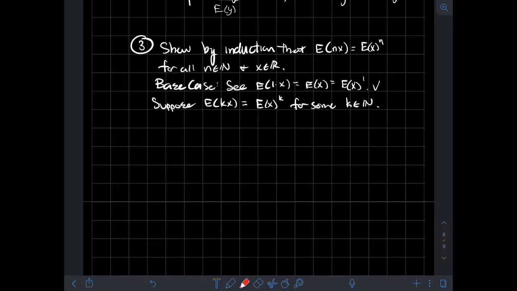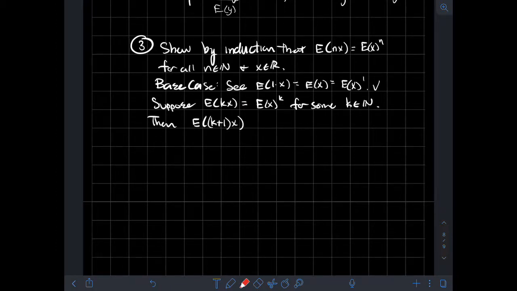It means it's good. All right, so let's do the inductive hypothesis. Suppose that e of k times x is equal to e of x to the kth power, just for some natural number k. What we want to do is show that this is true whenever I plug in k plus 1 instead of k. So what happens when I do that?